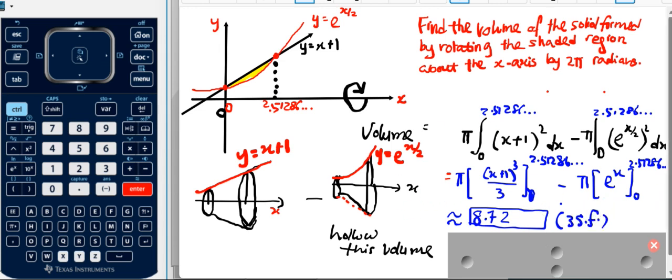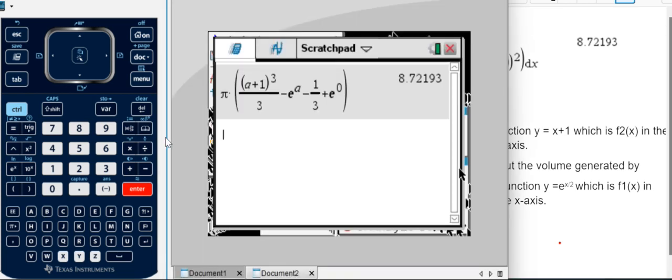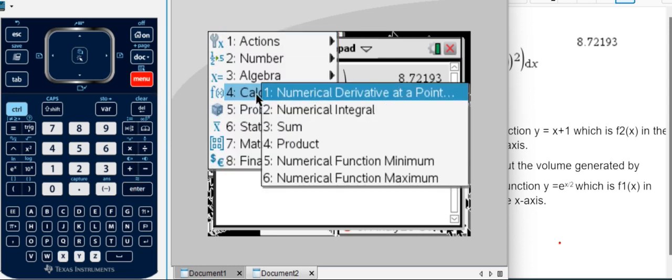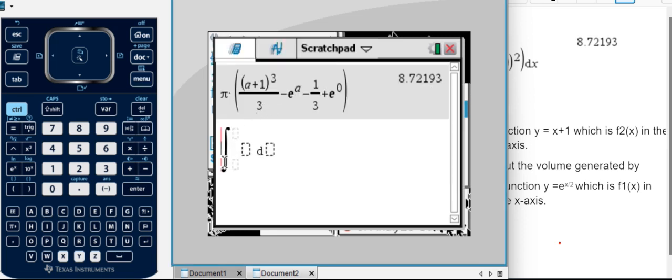I could have done the same thing a little bit differently. If this is paper 2, I can also write this out where I will put pi out here. A is from here. F2 is the function squared. I could have done it this way as well, using the menu, go to calculus, and then put in numerical integral, and put in the pi outside.